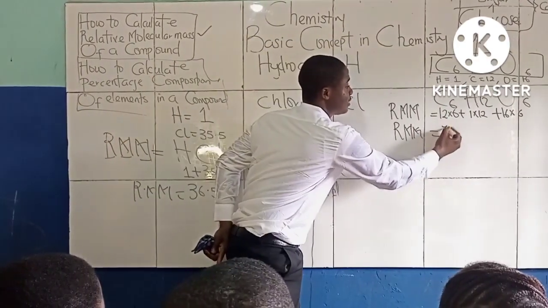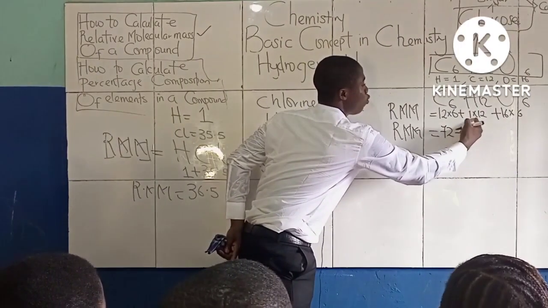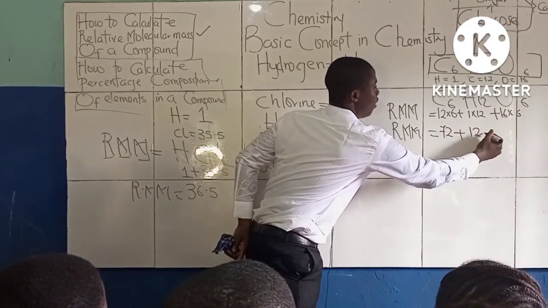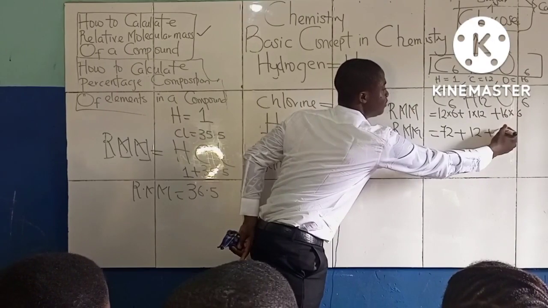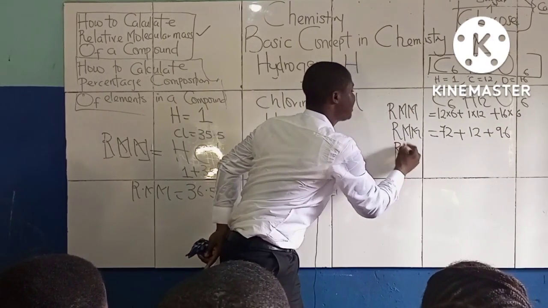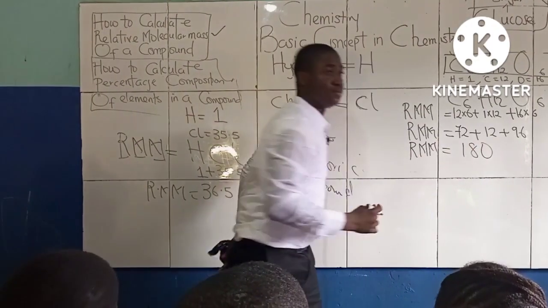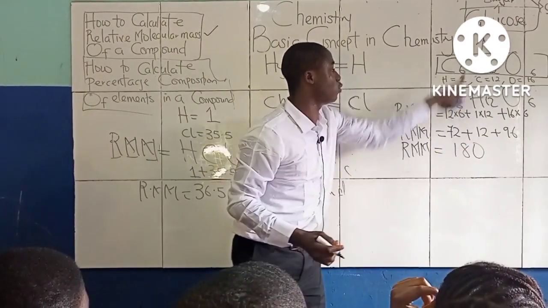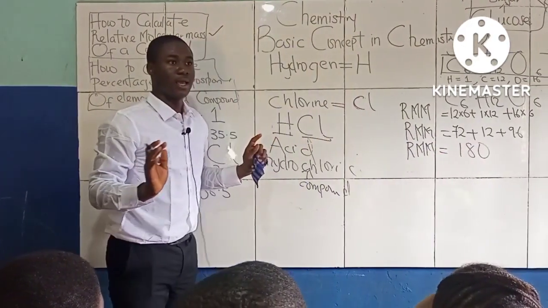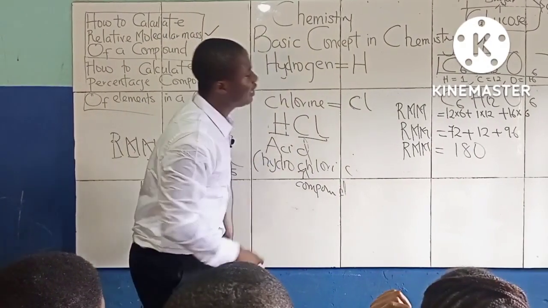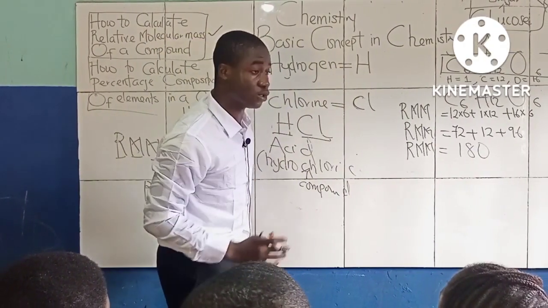What is 12 times 6? 72. Plus 1 times 12? 12. Plus 16 times 6? 96. So, relative molecular mass, when you add everything, we get 180. So, what is the relative molecular mass of glucose, class? 180. Hope is clear.